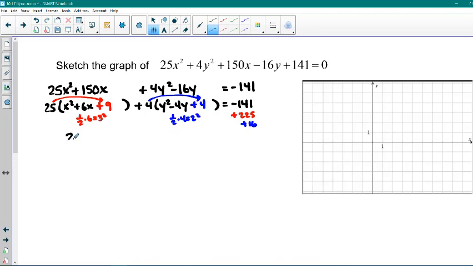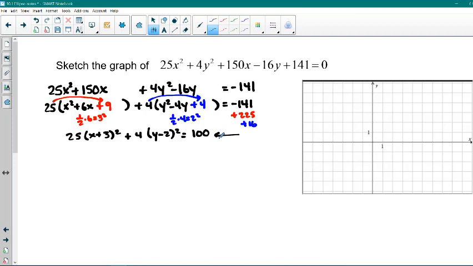We now factor our trinomials, and we have 25 times x plus 3, quantity squared, plus 4 times y minus 2, quantity squared, is equal to negative 141 plus 225 plus 16. So that is, let's see, 241 minus 141 is 100.